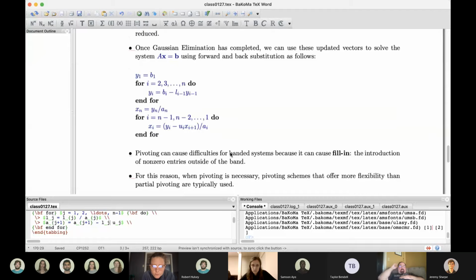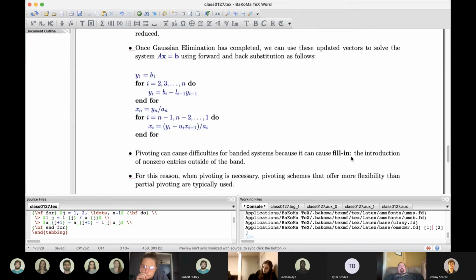Now, there's one problem, though, with banded matrices, and that is pivoting. And pivoting is something generally you want to do. But if you perform pivoting with a banded matrix, it destroys that banded structure. So you could introduce new non-zero entries into the matrix. You're getting non-zero entries outside of the original band. And this phenomenon is called fill-in. So we have a nice sparse matrix with a very helpful structure, and we don't want to lose that.